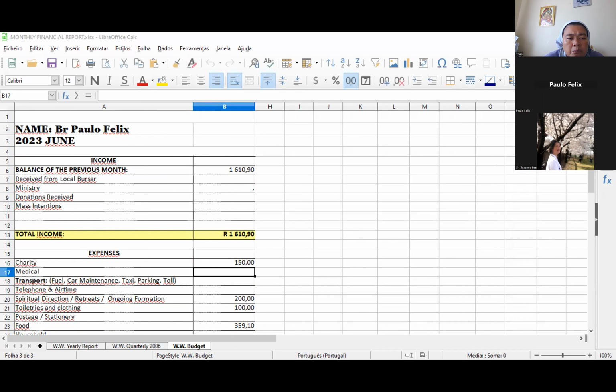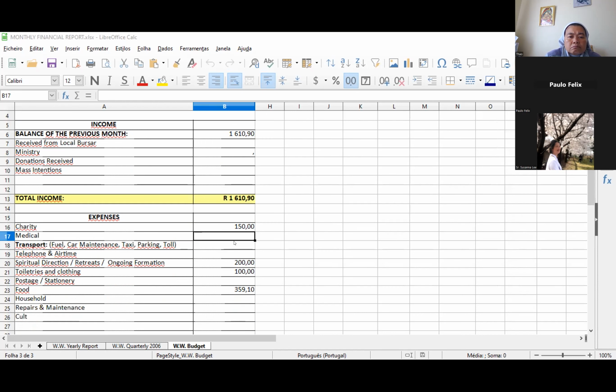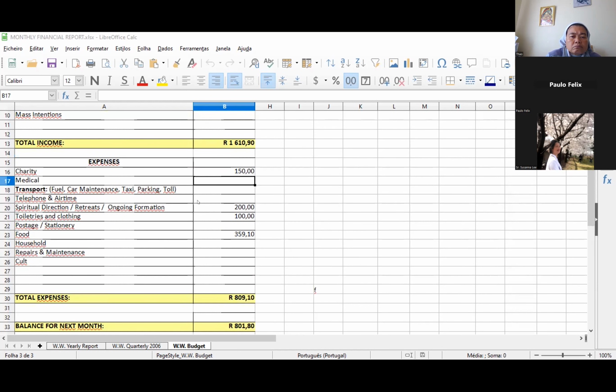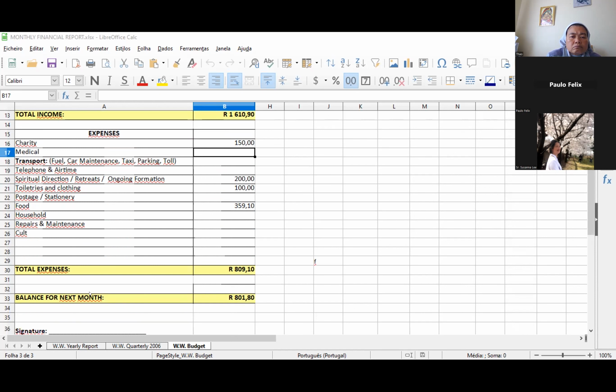I have a sheet of paper where I am supposed to submit to the bursar what my income was. For example, this month I didn't receive any money, but I brought a balance forward of 1,610. So it appears as a total income of 1,610. And then I had a few expenses. It shows where the money was spent, and I spent 809 rand.